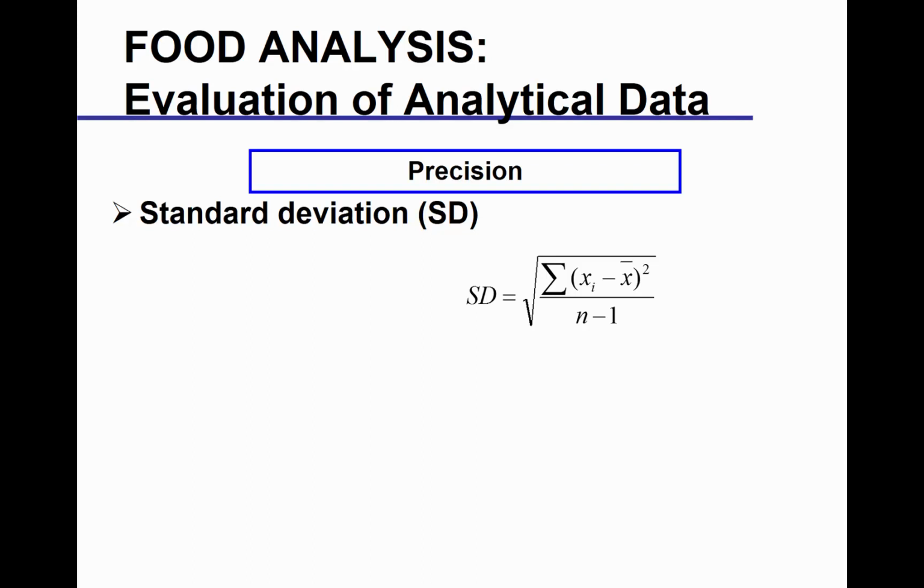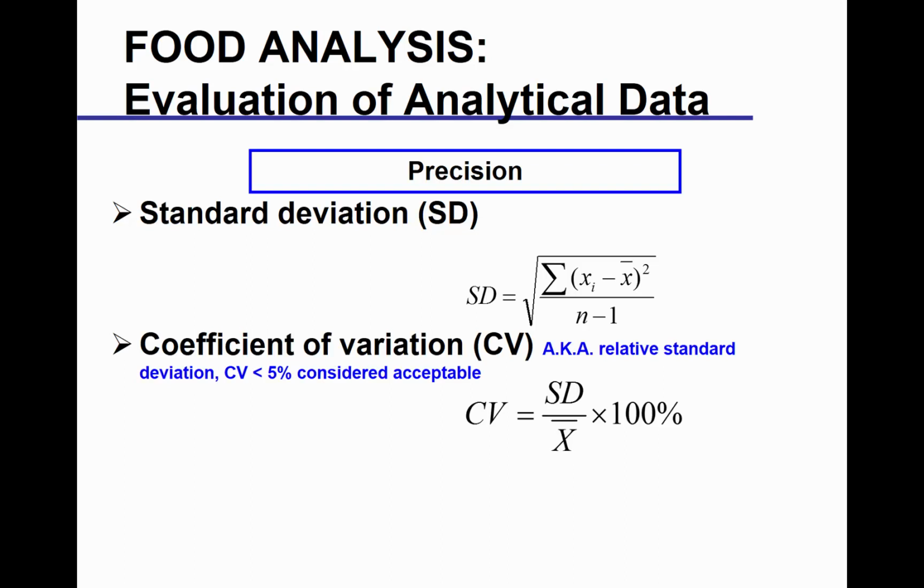So it is the sum of the difference between one replication and the mean, squared, over n minus 1. So n, what would you say n is? Claire? Number of samples, or number of replications. Yep. And the square root of that.